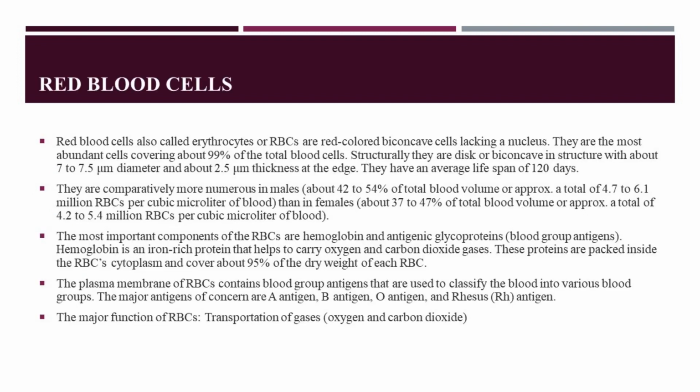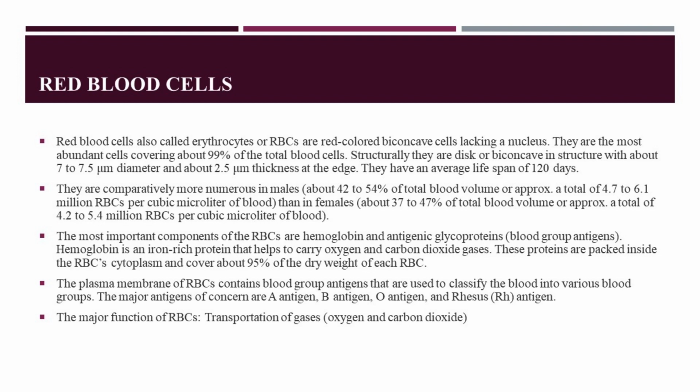Red blood cells. Red blood cells, also called erythrocytes or RBCs, are red-colored, biconcave cells lacking a nucleus. They are the most abundant cells, covering about 99% of the total blood cells. Structurally, they are disc or biconcave in structure, with about 7 to 7.5 micrometers diameter and about 2.5 micrometers thickness at the edge. They have an average lifespan of 120 days.